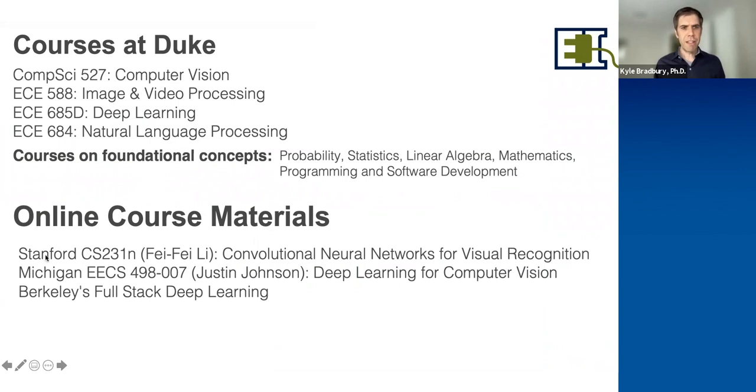I especially recommend these three here: Stanford's CNN course, Michigan's Deep Learning for Computer Vision, taught by Justin Johnson. He does a great job with that. And Berkeley's Full Stack Deep Learning, which is more applied, but gets your hands dirty in the code very, very quickly. So I think a good option too for those who are just jumping in.